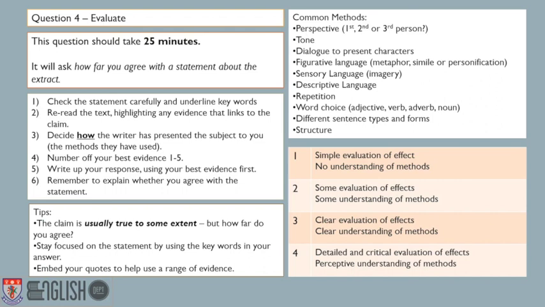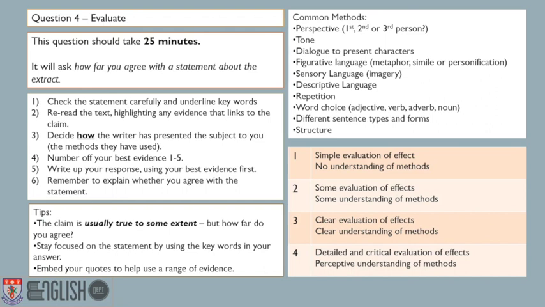In the bottom left-hand column there, you can see some tips. First of all, the claim does not mislead you, or none of the claims that we've seen have been misleading. So it's usually true to some extent. But the question is asking you how far you agree. Do you totally agree, or do you only agree to a certain extent? I don't think it's productive to be controversial and to disagree with the statement, because I think that the statement is usually true to some extent.